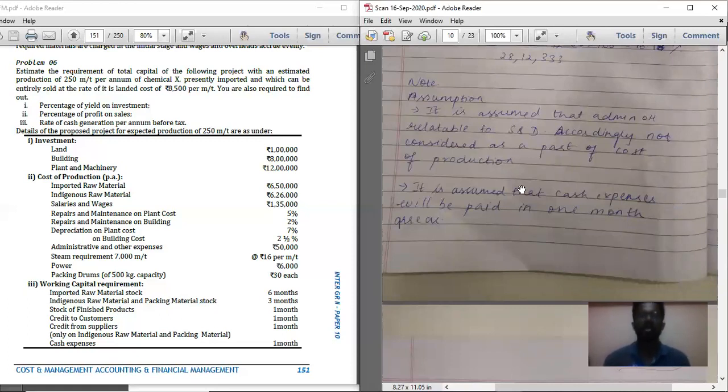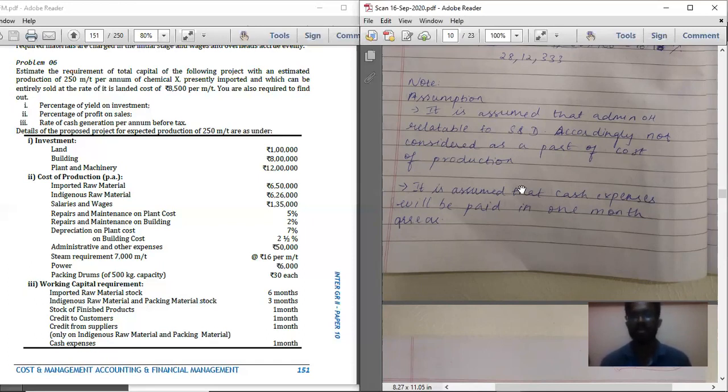Always remember, whatever you are assuming in the problem, you should give it as a note. If you are not giving it as a note, they'll think you have done something wrong. So you should always give it as notes. Below the entire problem, below the working notes, you should always note the assumptions. So take down the assumptions which we made in this particular problem. Below statement number 4, take down notes.